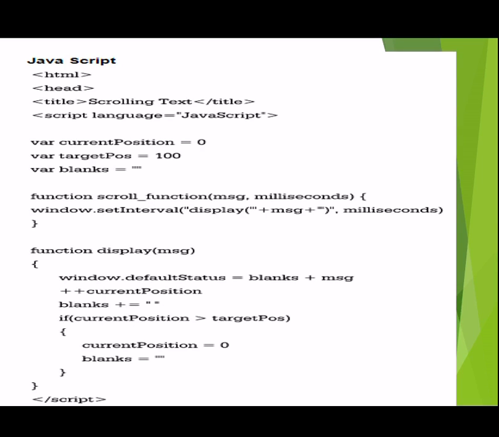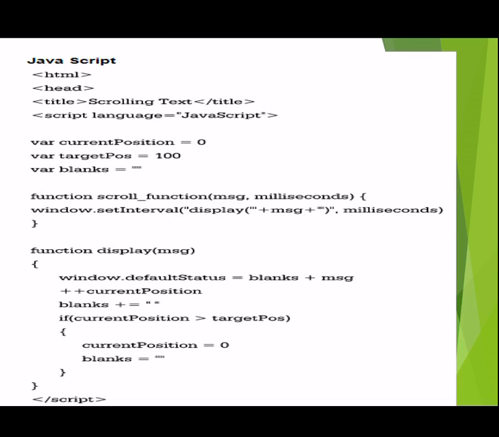So ++currentPosition will increment your current position. Initially your current position is 0, and now you are incrementing it to 1. Similarly, there will be blanks, so you are going to again display the blanks. So blanks += the blank spaces again.